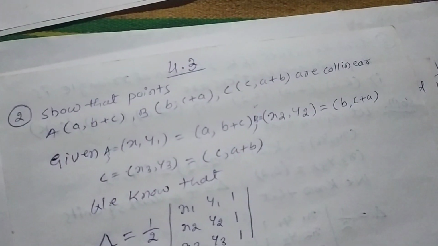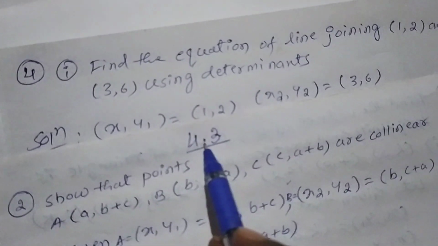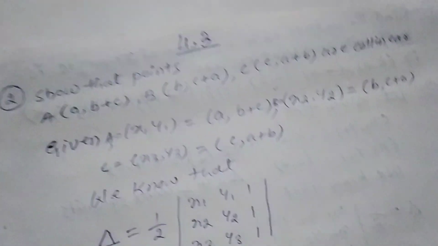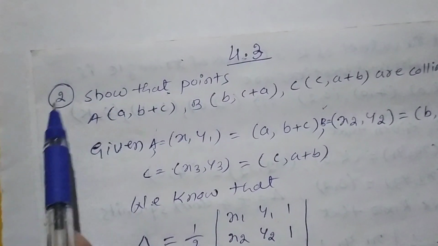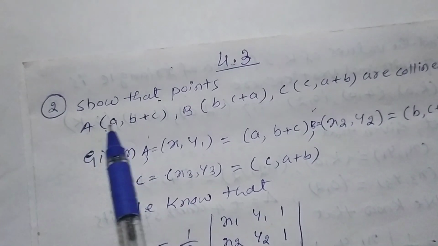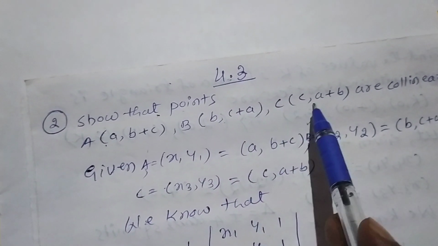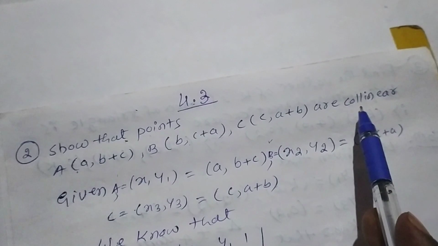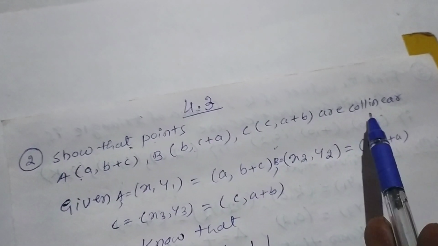Dear students, in this video I am going to solve the remaining examples of exercise 4.3. The second one, 4.3 second one, I have already solved the first one. So the points A, B plus C, B, C plus A, and C, A plus B are collinear. We are going to prove that the points A, B and C are collinear.